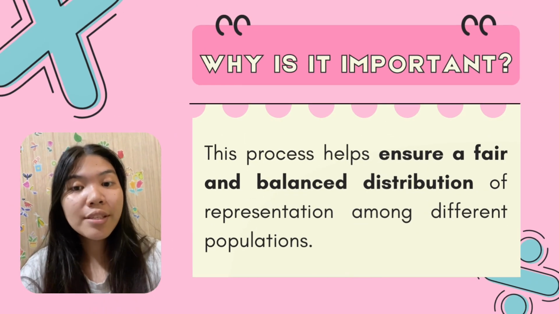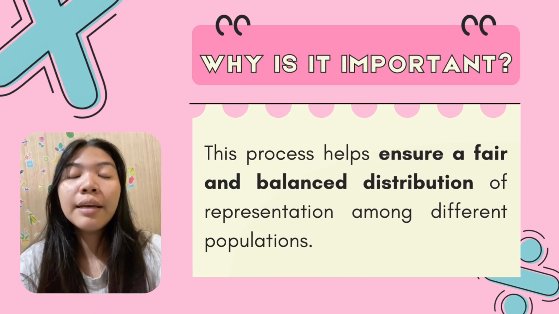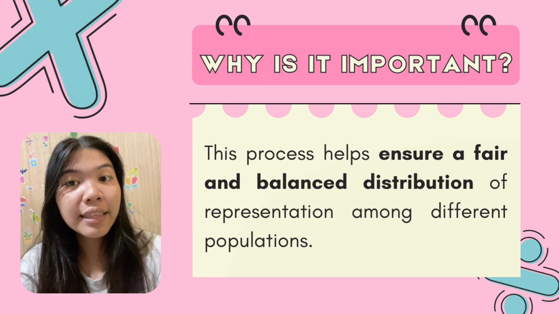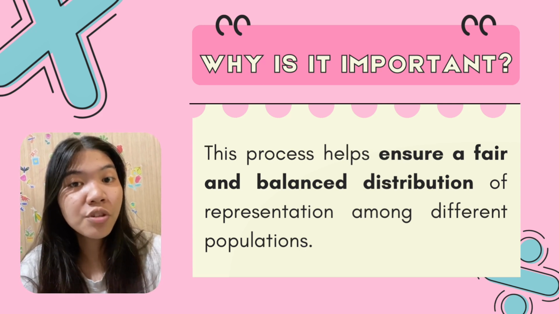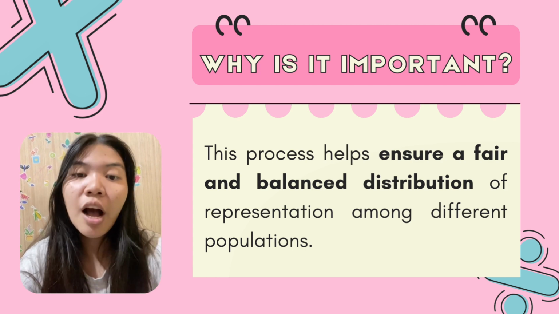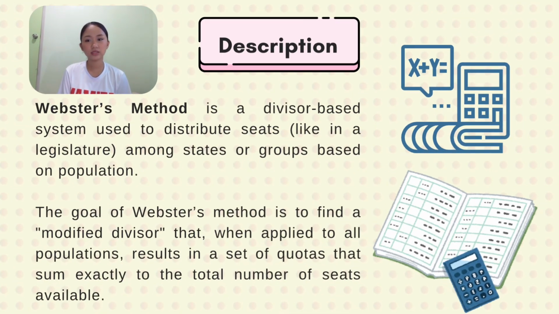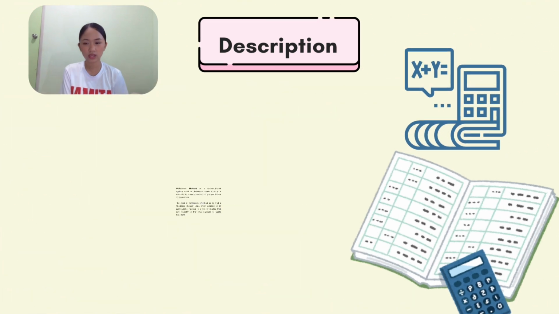So why is the Webster method important? It is important because this process helps ensure a fair and balanced distribution of the representation among different populations. Webster's method of apportionment is a divisor-based system used to distribute seats among states or groups based on population. But how does it work?